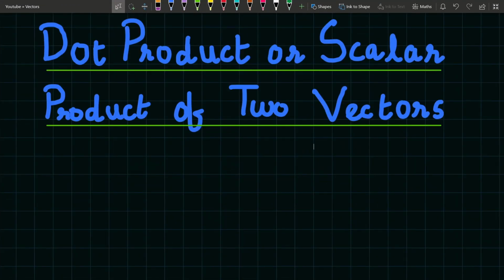Our next concept is multiplication of two vectors. Previously we have seen multiplication of a scalar to a vector. What if we multiply a vector to a vector? There are two types of vector multiplications, that is scalar product and vector product.